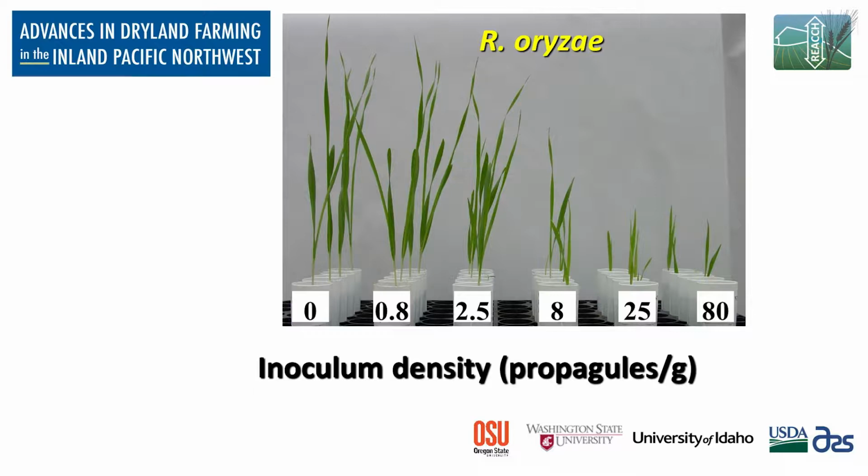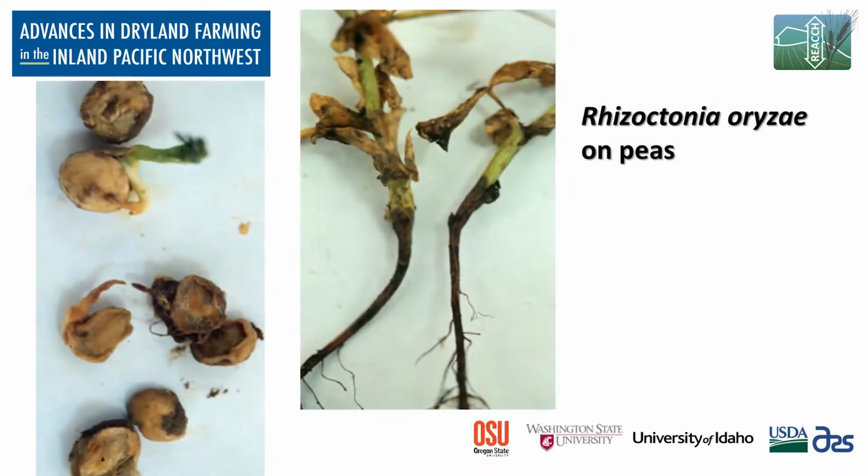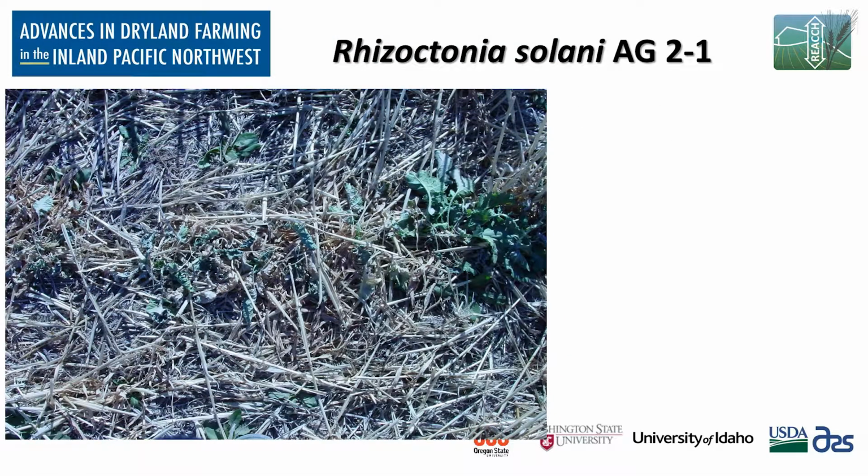So this is typically what we see in wheat. And we've also found it on peas. And in this case, it causes a root rot. You can see the blackening of the roots there, causes a seed rot, and will also move up onto the stem. The final Rhizoctonia we'll look at is called AG2-1. And basically, AG stands for anastomosis groups. It's a way of classifying the different Rhizoctonias. So even though we call them all Rhizoctonia solani, they're really kind of different species.